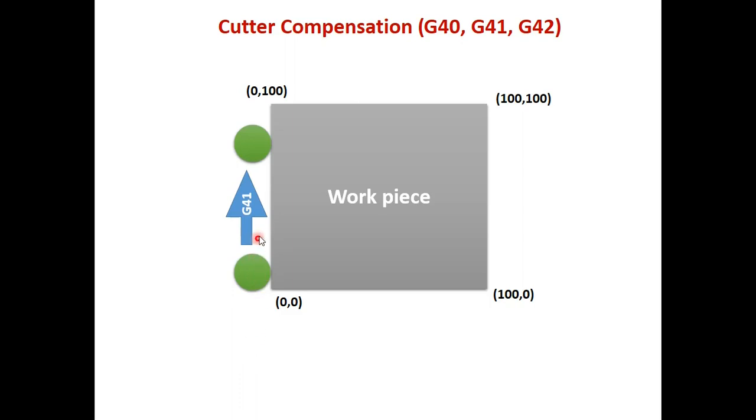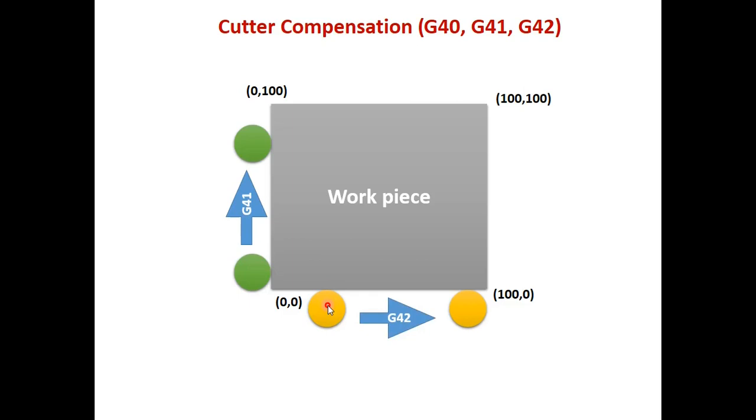But now in this case I am following like this, but instead of the clockwise path, if I follow anti-clockwise, what will happen? The tool will come like this, then go to this 100, and like this it will follow. So in this case, if I'm seeing from the back, the tool is on the right side and the workpiece is on the left side. That is completely reverse. So that's why we have to use G42.